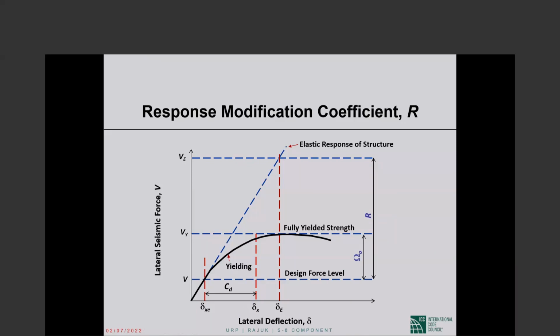So R, C sub D, omega sub 0. The two things we talked about, R and C sub D, are at the system level for the whole structure. Omega sub 0, no matter what you see or read, even codes are sometimes kind of sloppy that way, we use at the member level.